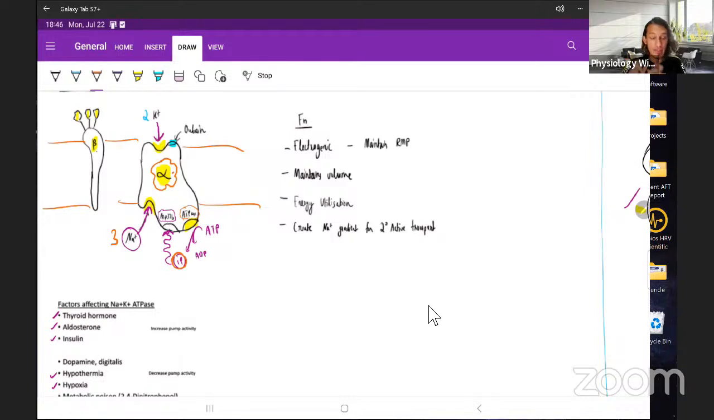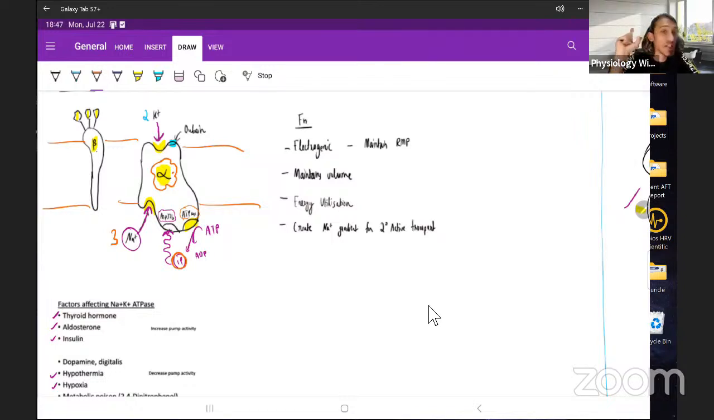All right, if it's coming as a long question, you can mention the diagram of your sodium potassium ATPase, talk about its mechanism of action, and then go to its functions, and then talk about factors affecting sodium potassium ATPase. That is how you'll get full marks for your long question if this is coming.